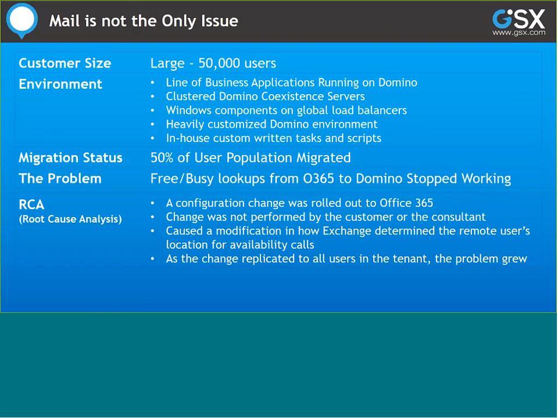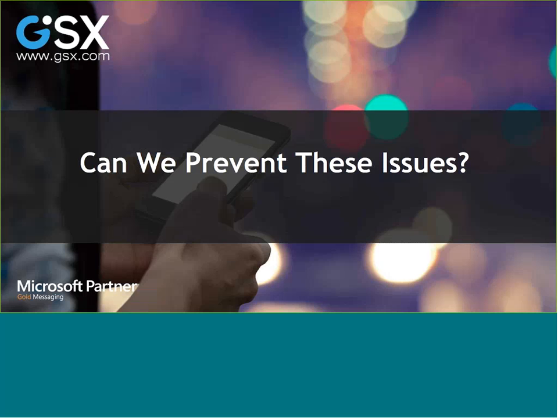Yes, it's not only the email and not only the coexistence platform breaking. There can be external change to it that can happen. So can we prevent these issues that we've seen? We've seen it can be the coexistence software, it can be the environment, it can be the configuration. Can we prevent these issues that we've seen, Gary?